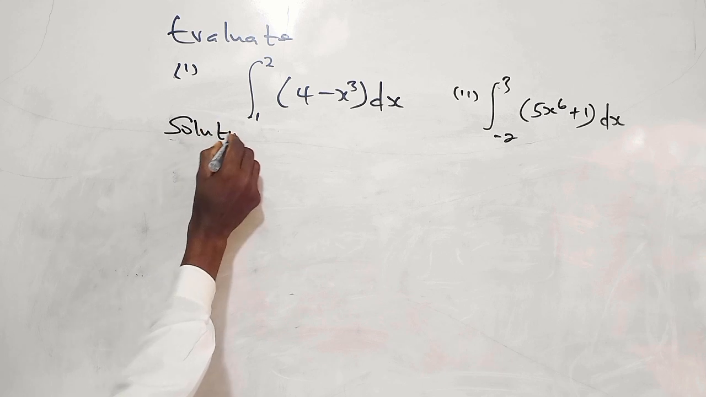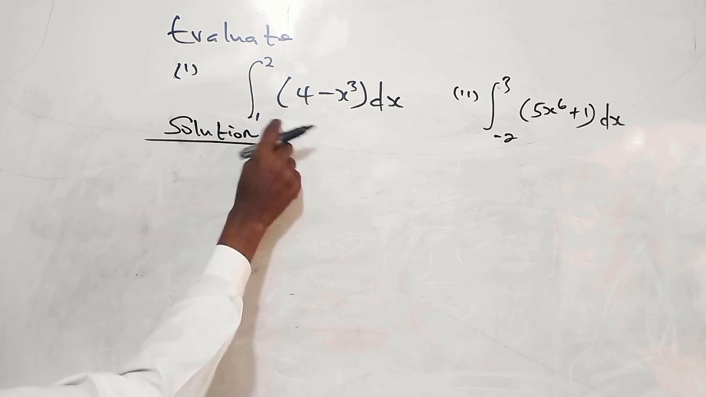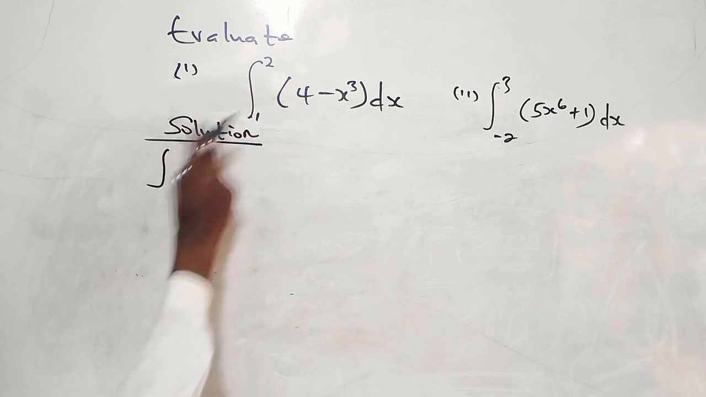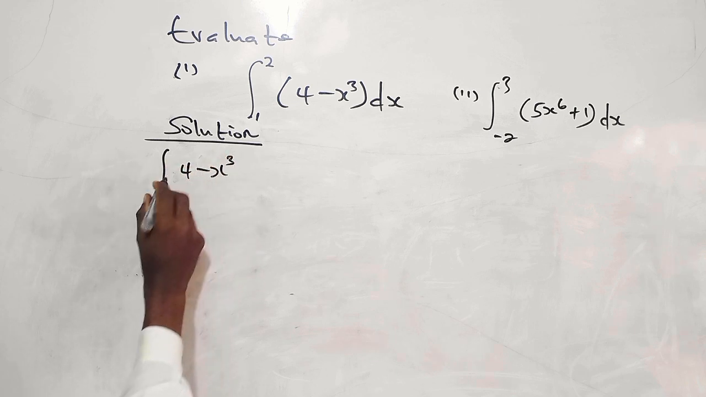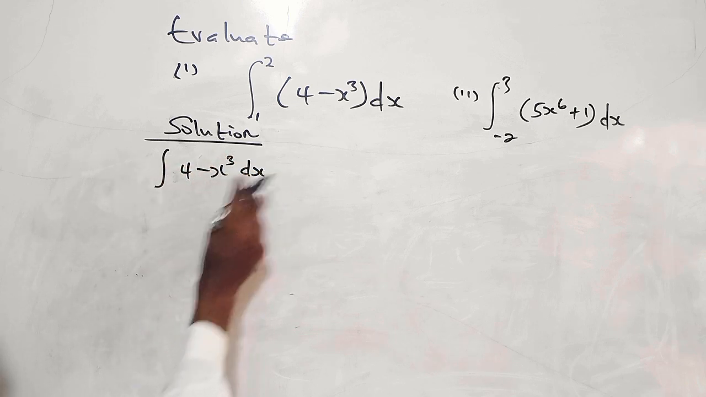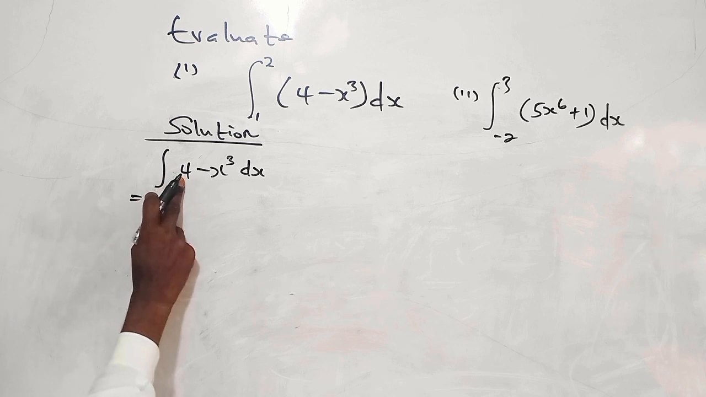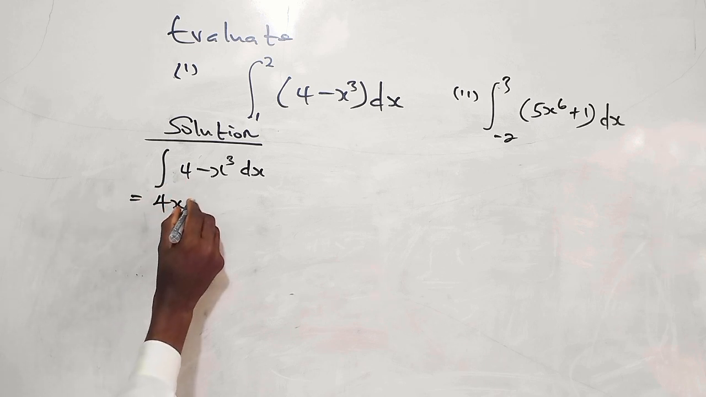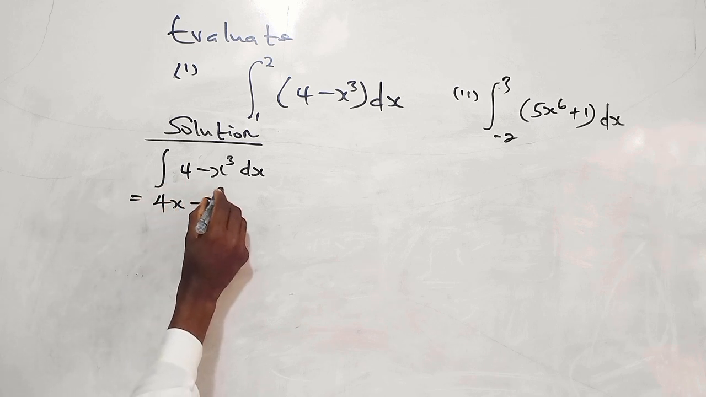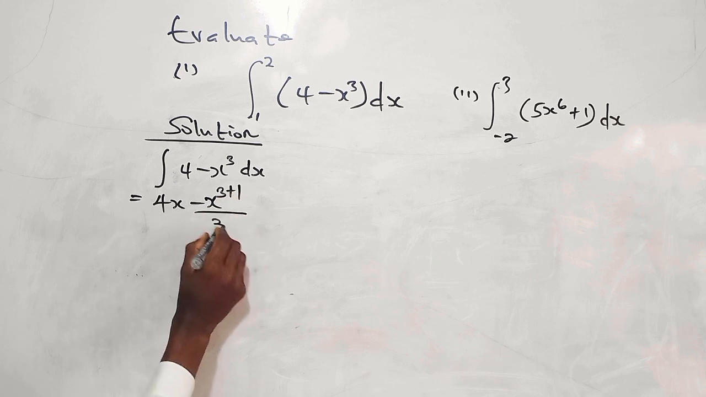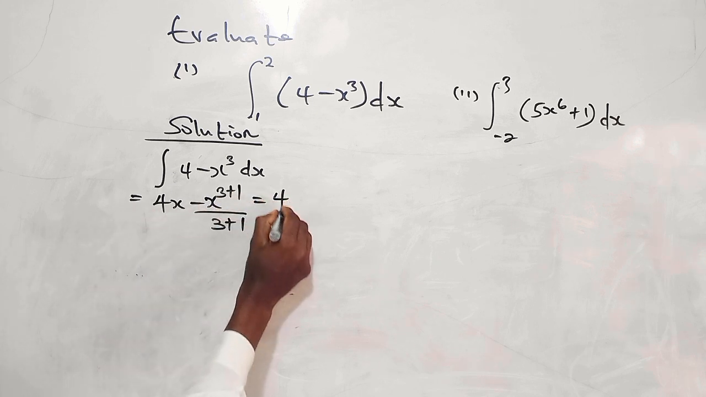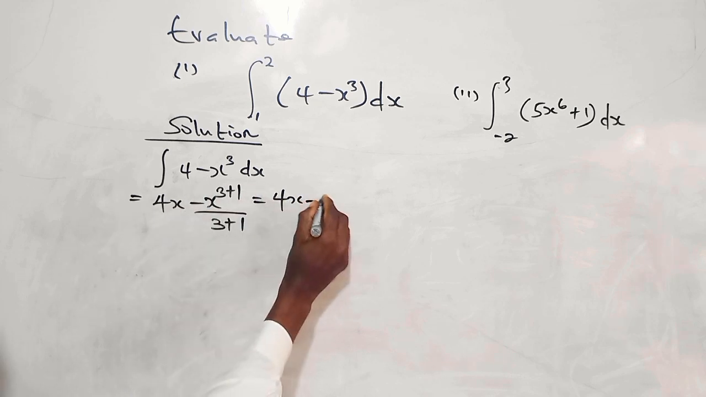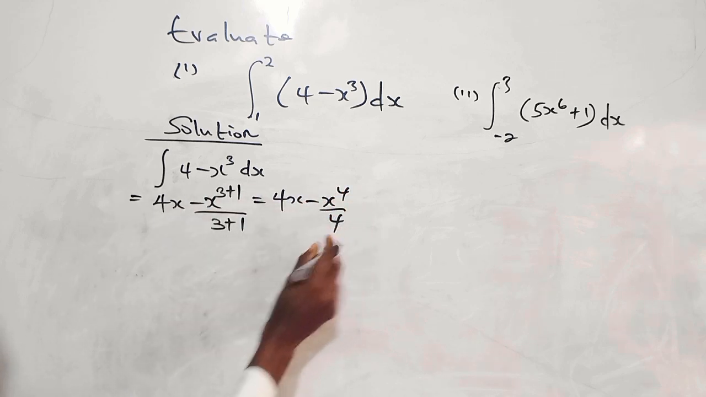Solution. The indefinite integral of 4 minus x raised to power 3 dx. Integrating this, we have 4x minus x raised to power 3 plus 1 over 3 plus 1. So here we have 4x minus x raised to power 4 over 4.